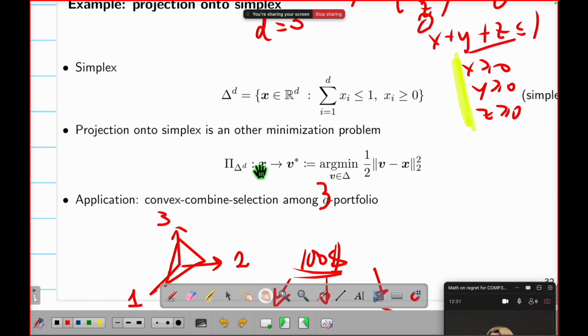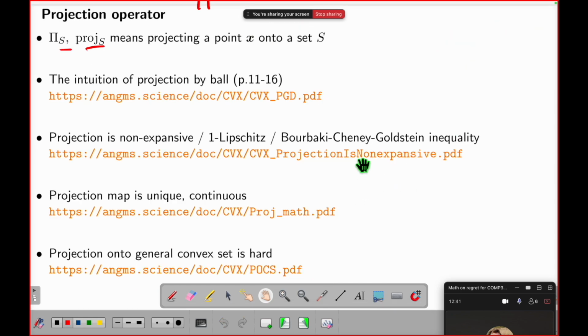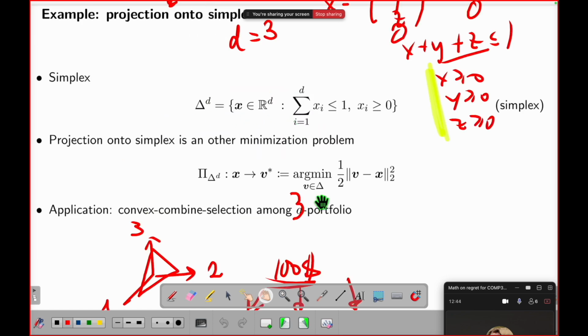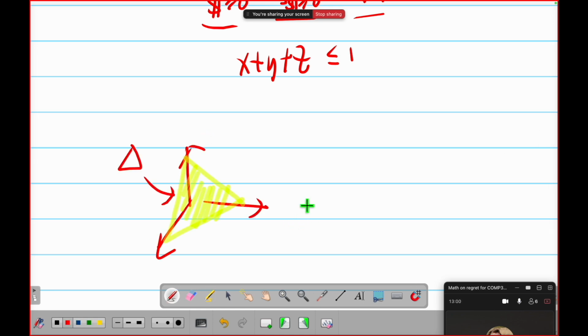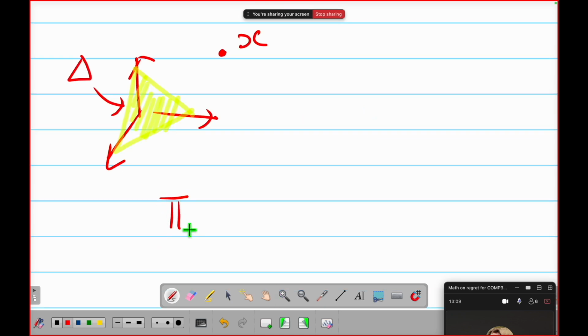So that means what? I have a number, X is a vector. The projection will say, please solve this optimization problem. What is this optimization problem? The detail is in this slide. I don't have time to talk about it, but now I explain it very quickly. Basically, I have 3D. The feasible set is this yellow triangle, okay? Now let's say I have a point X. What is the projection of X on the triangle?